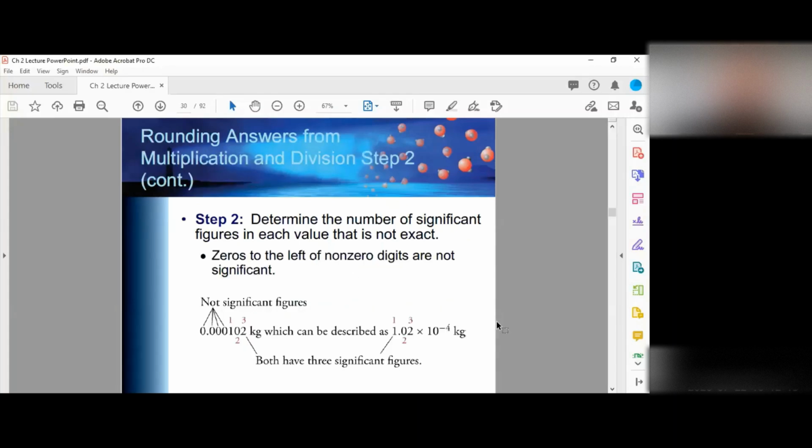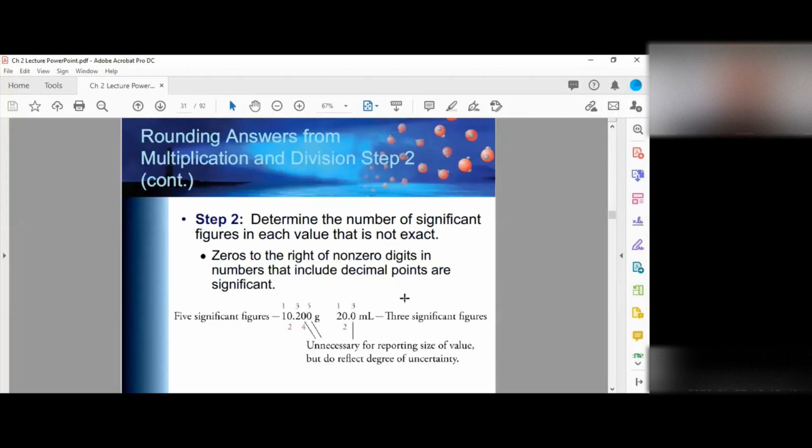The next rule, zeros to the left of the non-zero digits are non-significant. We call these leading zeros. Leading zeros, the zeros that appear before the non-zero digit. So all of these zeros are not counted at all. How about this 0, the one that's marked as number 2? That's a trapped 0. And all trapped zeros are significant with no exceptions. So how many significant figures do we have in this number then? I have 1, 2, 3.